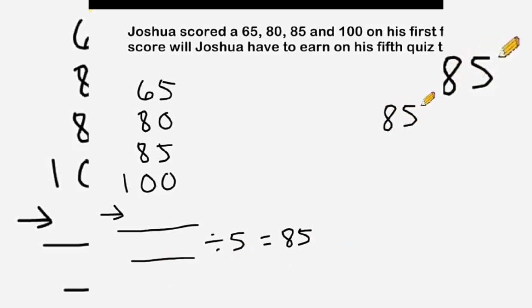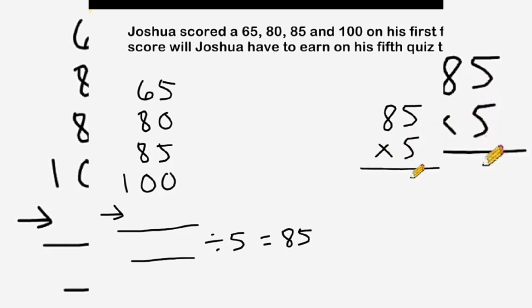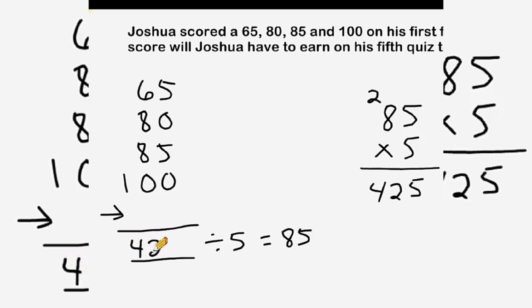So 85 multiplied by 5, as we know the multiplication rules, 5 fives make 25, carry the 2. 5 eights make 40, 40 plus 2 is 42. So our total sum is 425. Now what do we have to do? We have to subtract all the above marks from the total sum so that we could get the 5th quiz mark. But for that purpose, I'll firstly add these 4 quiz marks.